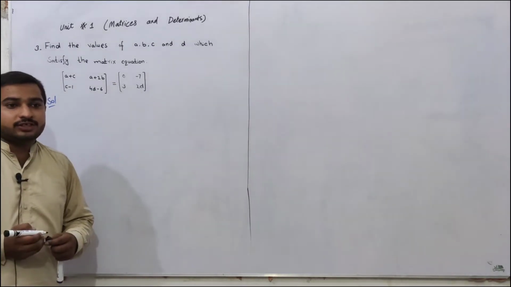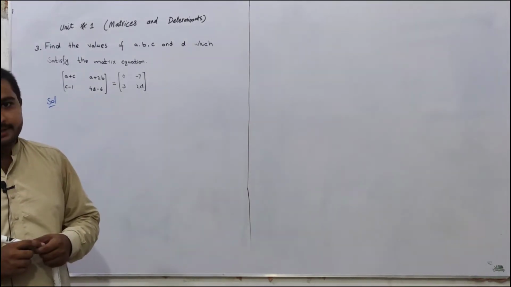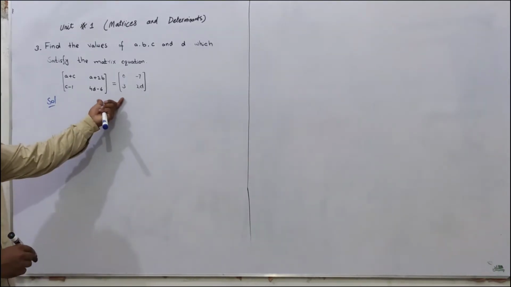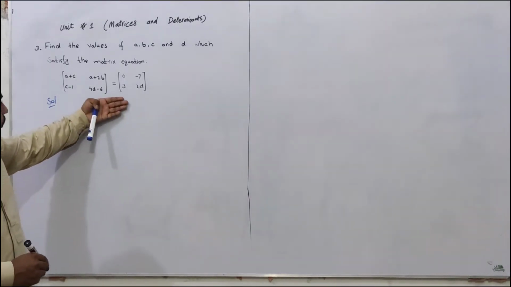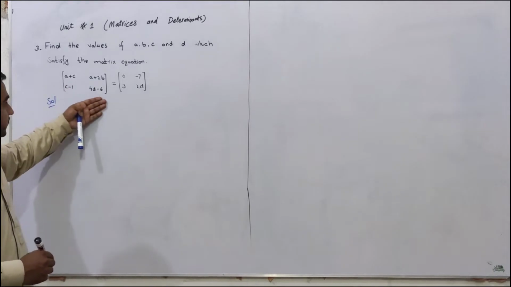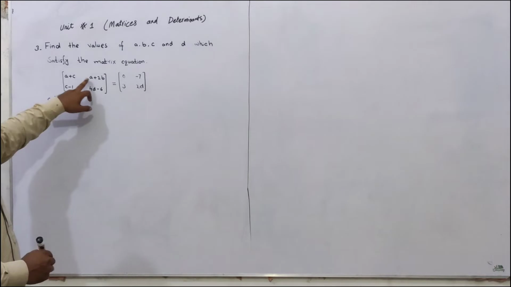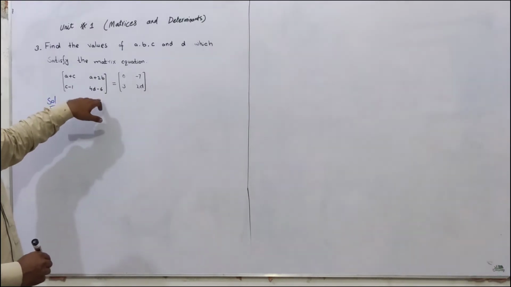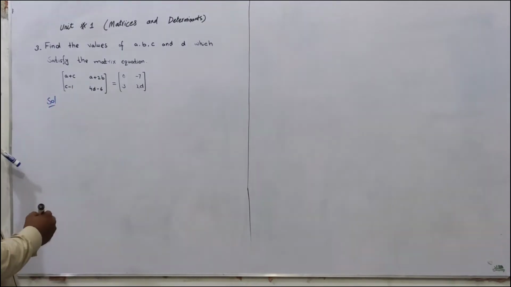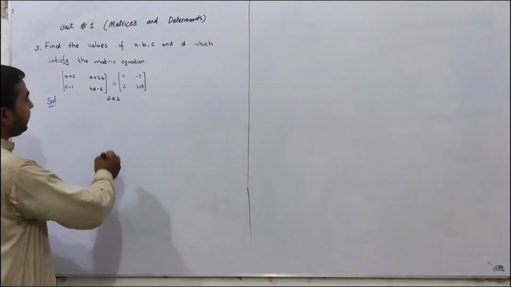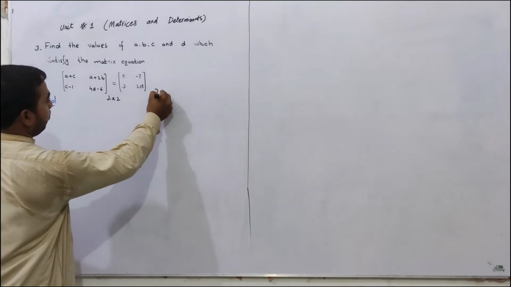As we discussed the order of a matrix and equal matrices, this question is about equality of matrices. How do we say two matrices are equal? First of all, we check the order of the matrices, then we check the corresponding elements. In this question, the left side matrix has two rows and two columns, order 2 by 2, and the right side has the same order 2 by 2.